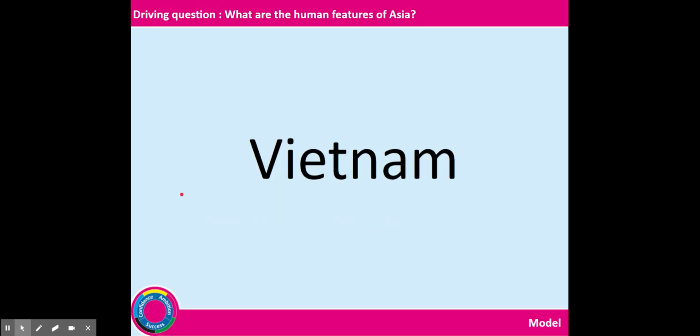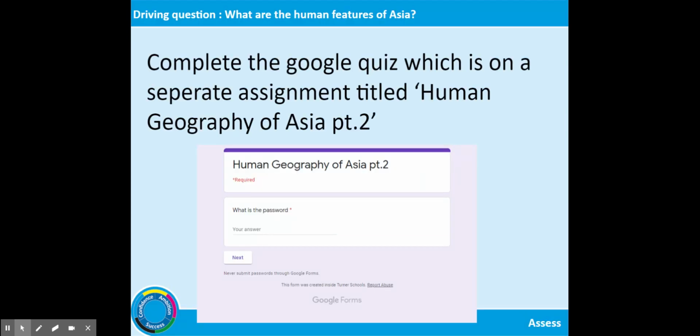Now, the last task is your Google quiz. Your password to get into the Google quiz is the country Vietnam. Make sure you spell it exactly as it says on the board with a capital V. Again, the word is Vietnam. So, using the word Vietnam, you can access the Google quiz, make sure you put your name, and then you can complete it.